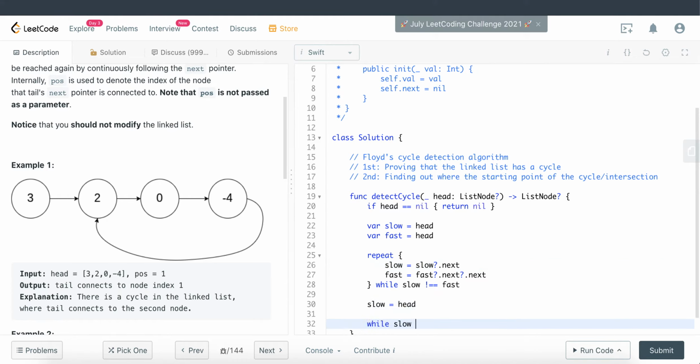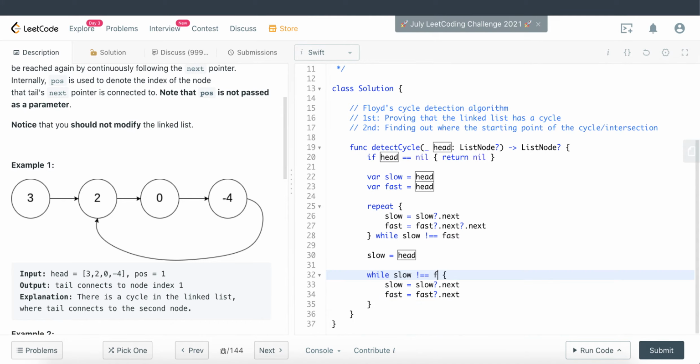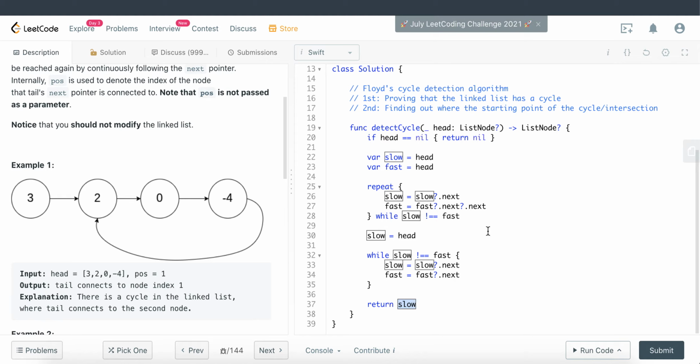So while slow is not equal to fast, slow equals slow.next and fast equals fast.next. And then we can return slow or fast, because we are intersecting there, and this slow pointer or fast pointer now refers to the starting point of the cycle, right? So let's go ahead and run this and see whether it works.